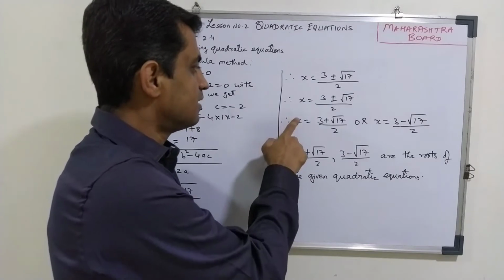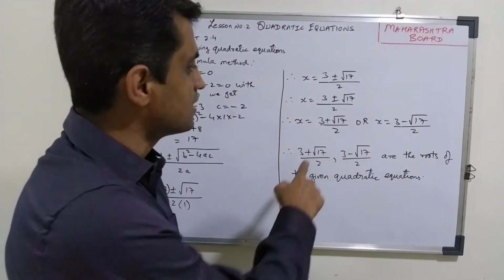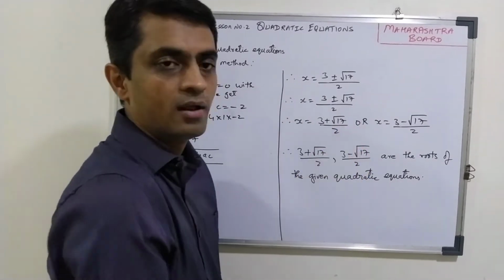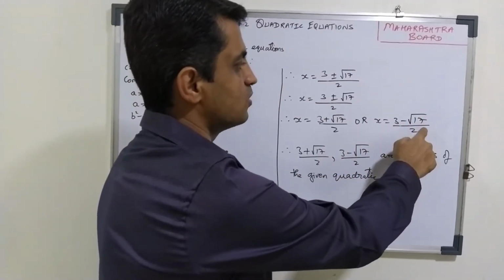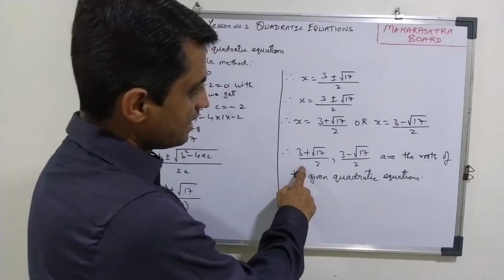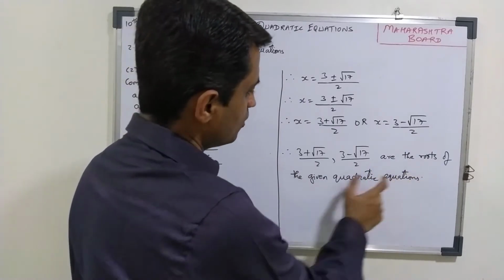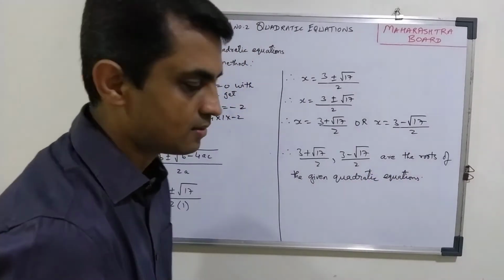So what is the answer? Therefore x is equal to 3 plus root 17 upon 2 or x is equal to 3 minus root 17 upon 2. Then write this final statement: these are the roots of the given quadratic equation.